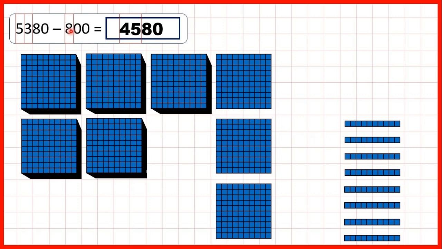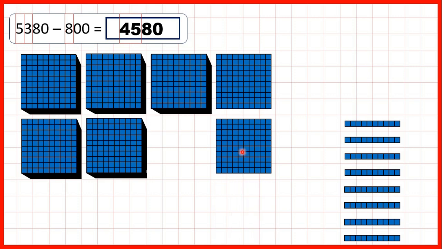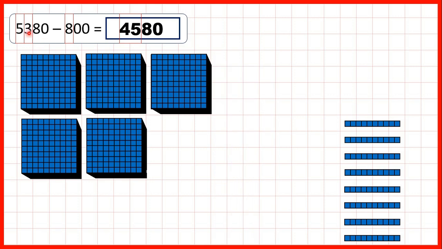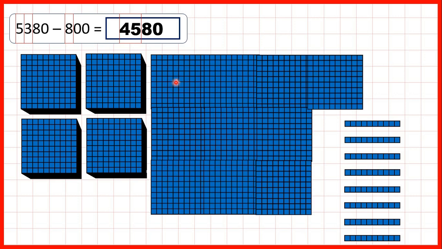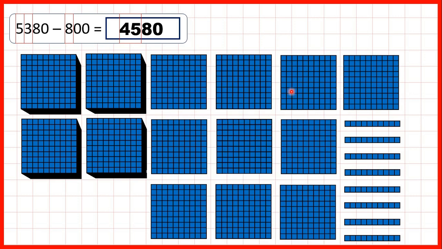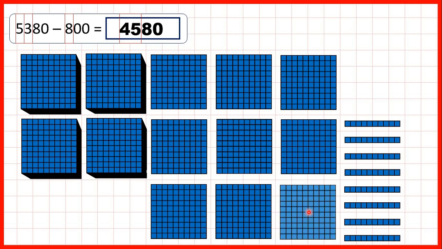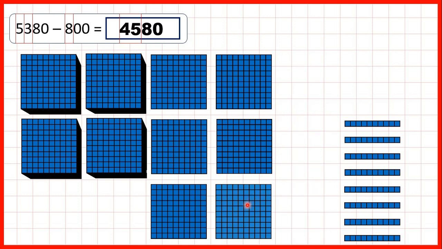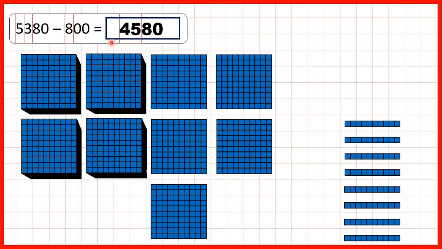5,380. We needed to subtract 800. We can take away the 300s that we start with, but then we need to exchange one of our thousands for 10 hundreds, so that we can subtract 4, 5, 6, 7, 8 hundreds altogether, and that leaves us, because we've exchanged, with now only 4 thousands and 5 hundreds, and of course we still have our 8 tens.